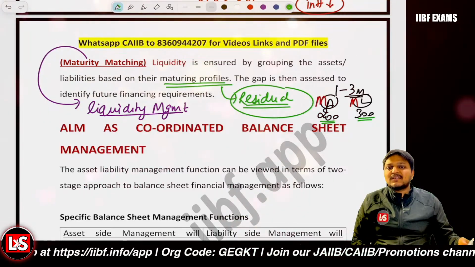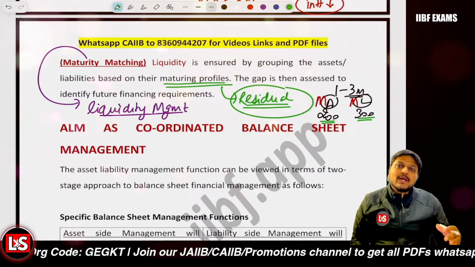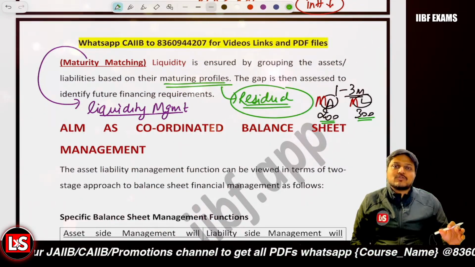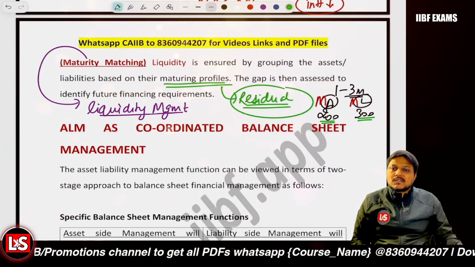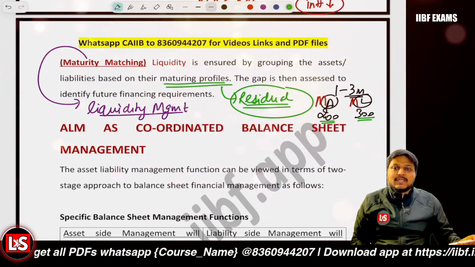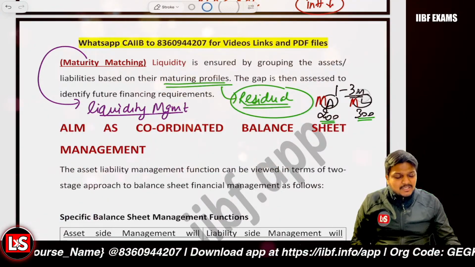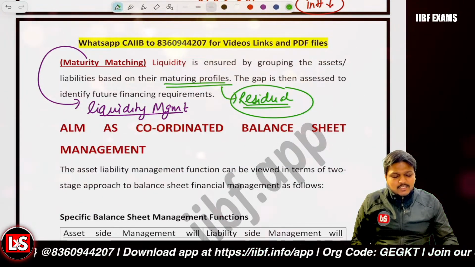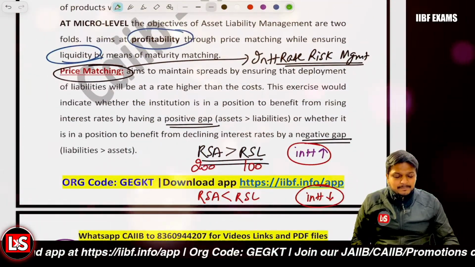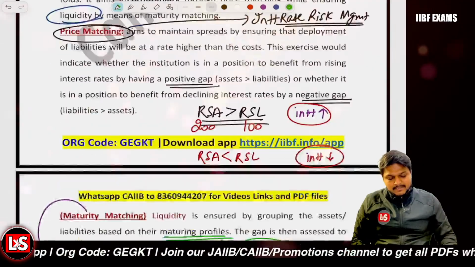So you assess the gap, and further you can plan the liquidity requirements accordingly, right? It can help you avoid a liquidity crisis, and definitely it can ensure timely repayment obligations. Clear with it? So maturity matching is going to help you with liquidity management, and price matching is going to help you with interest rate risk management, right?